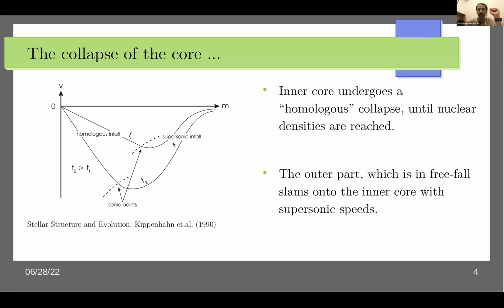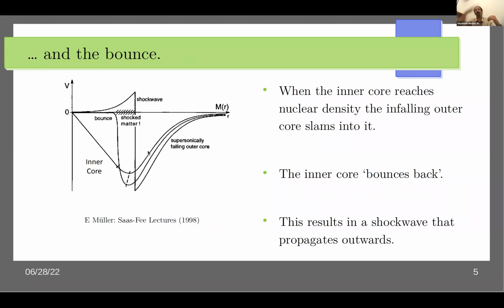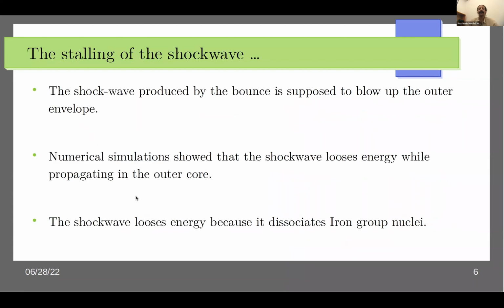The outer part of the core, which is not aware of the fact that the inner core has reached nuclear densities, keeps infalling and slams onto the inner core. As that happens, there is a bounce. The infalling matter bounces back. So there is a velocity which is radially outward, as seen here, while the outer core keeps collapsing, so that the matter is infalling here. Because of that, there is this discontinuity in the velocity, which we call the shock wave. This shock wave propagates outward, and it is supposed to blow out the outer envelope. And this is what we call a supernova.